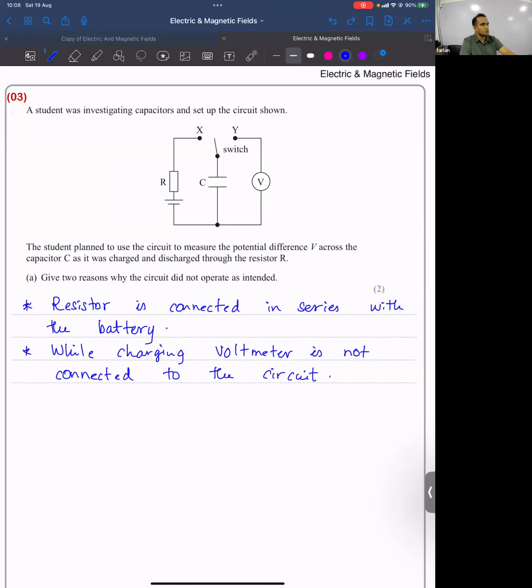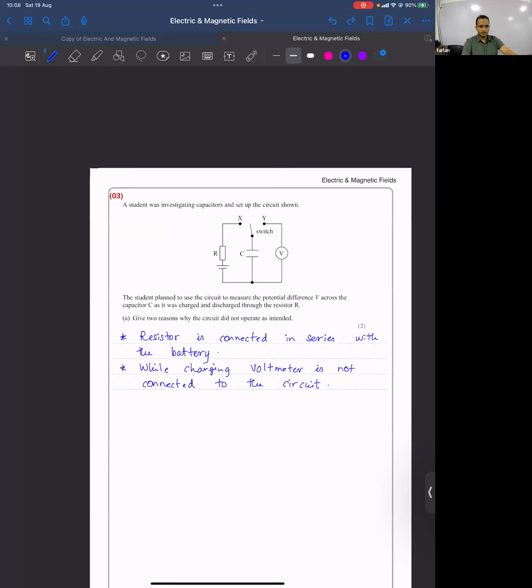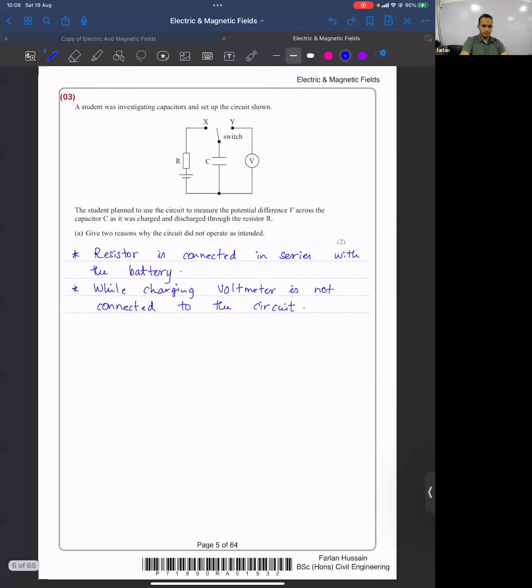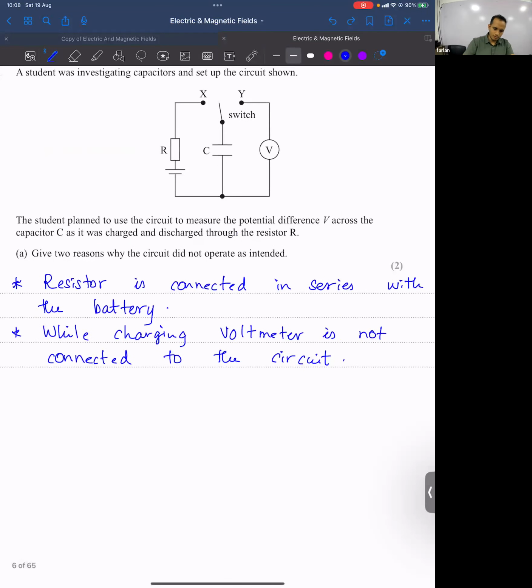Maybe he could have used two different voltmeters, one for charging and one for discharging. Right. So if there is a second voltmeter, where should he put it? On either side. Maybe he could have come up with a circuit like this.